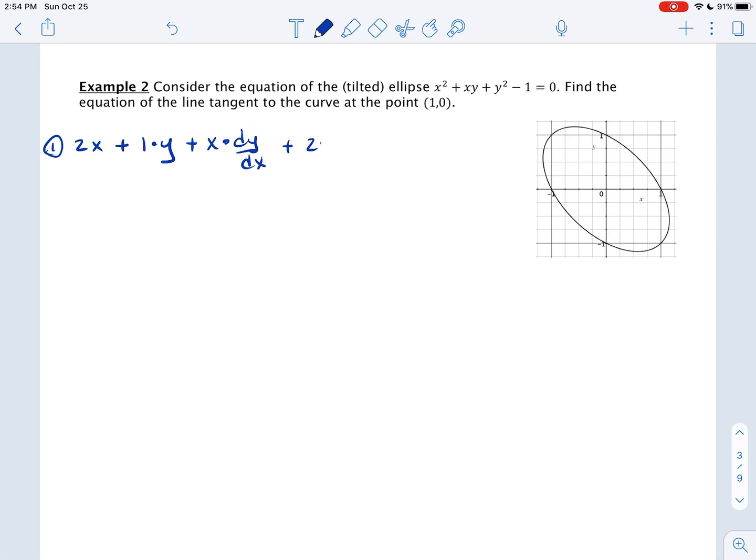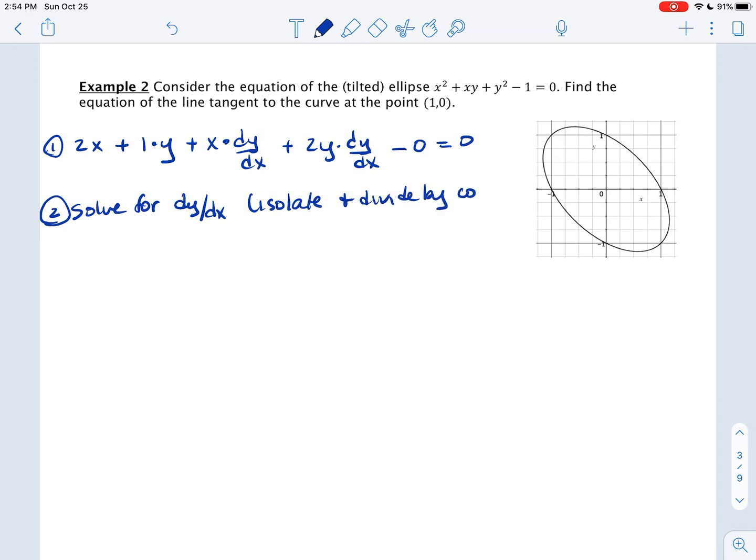So I just say it's dy dx. And then the derivative of y squared is going to be 2y times dy dx. The derivative of 1 is 0, and the derivative of 0 is 0. So now I have an equation in dy dx, and I'm going to solve for dy dx. So my next step is solve for dy dx, and that means isolate and divide by the coefficient.